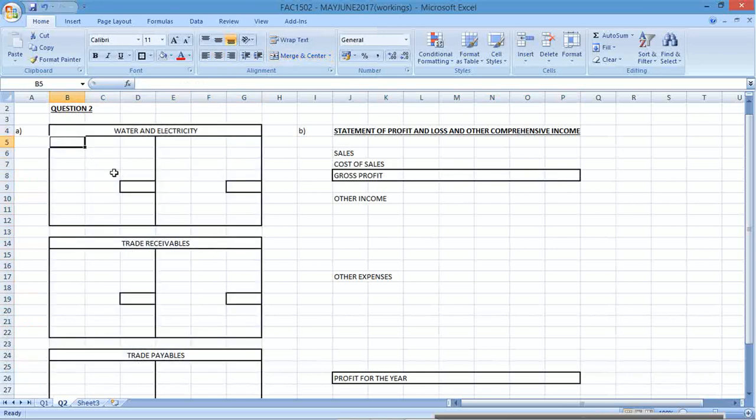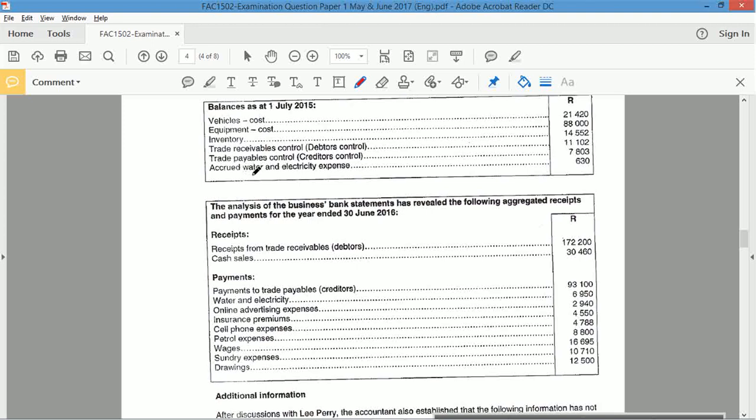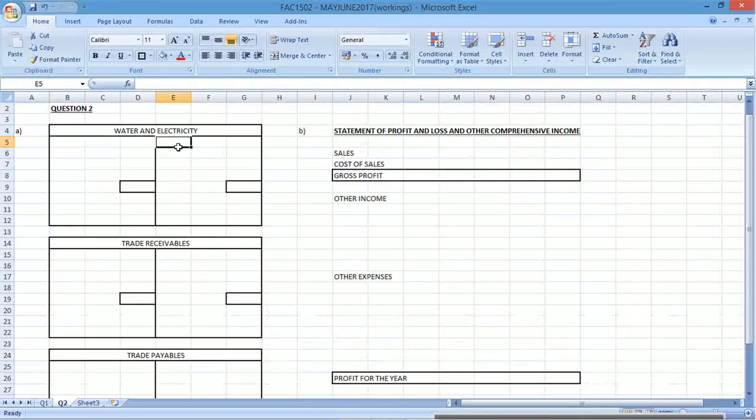So water and electricity is what type of account? An expense. Water and electricity doesn't have a balance, but I do see accrued water and electricity. Is this for last year or this year? Last year. Correct. So accrued expenses have a liability balance, which is a credit. How do I get rid of a credit balance? I debit the account. So if I debit this account, I'm going to credit this account with last year's accrued water and electricity expense.